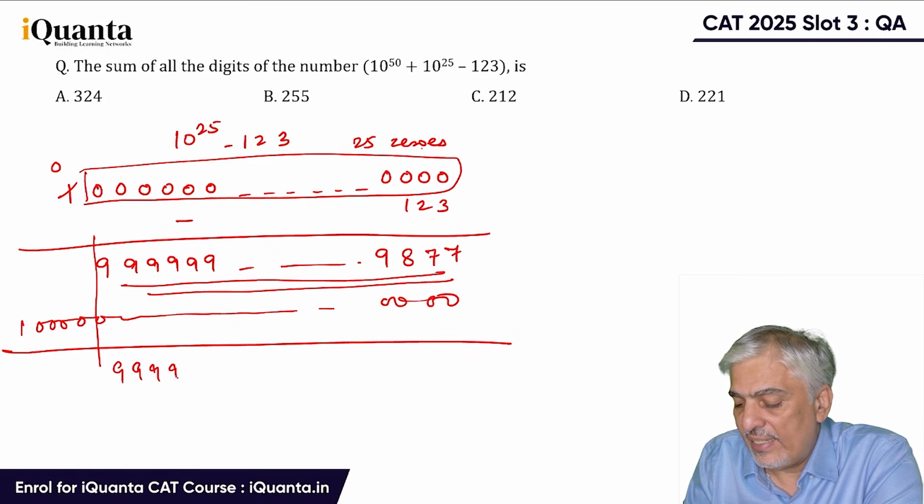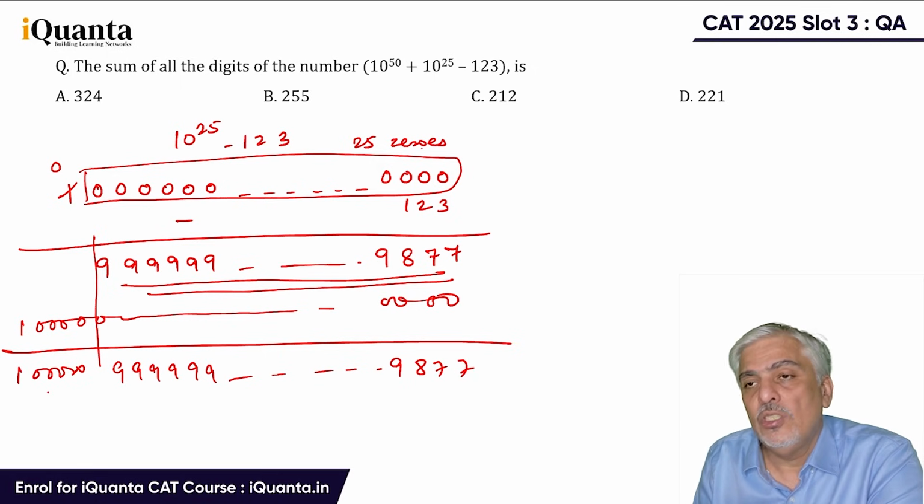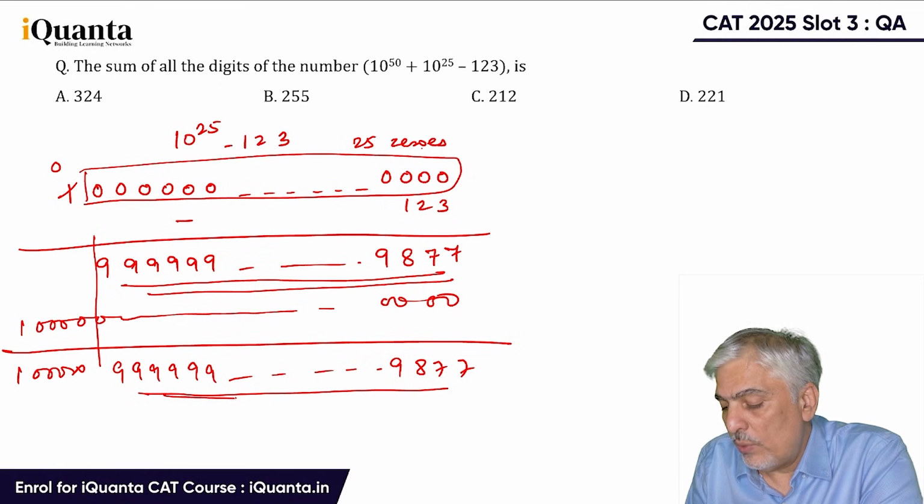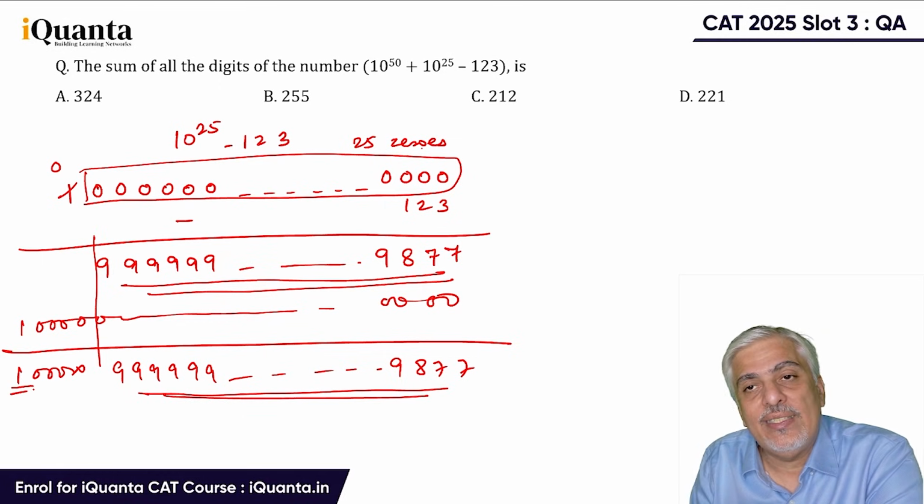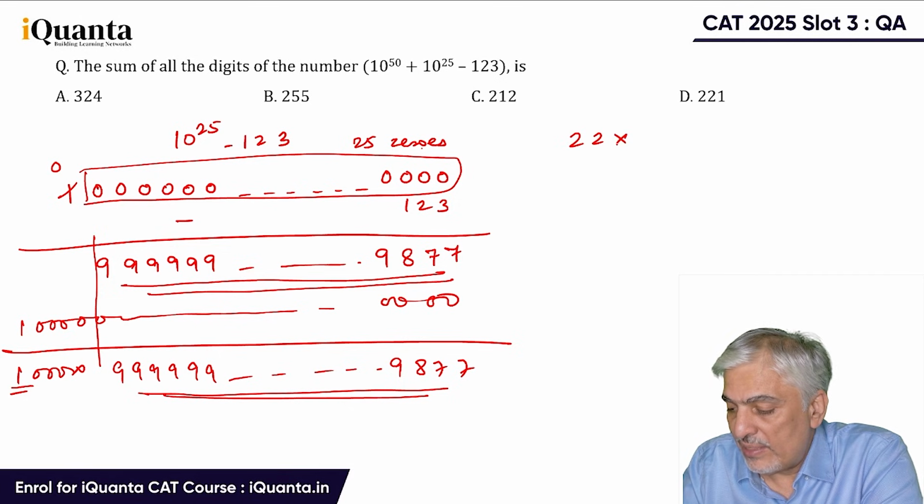9, 9, 9, 9, 9, 9, 8, 7, 7. And this 1 will come as it is. So whatever total I was going to get over here, that extra 1 will be added only. That much difference will happen. So I had 22 times 9 plus 8 plus 7 plus 7.